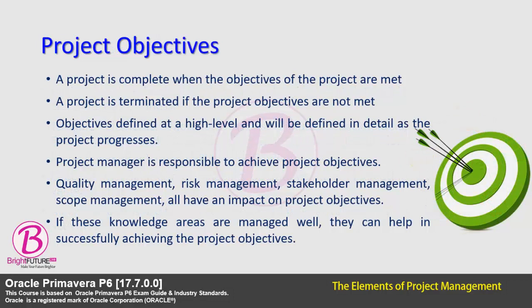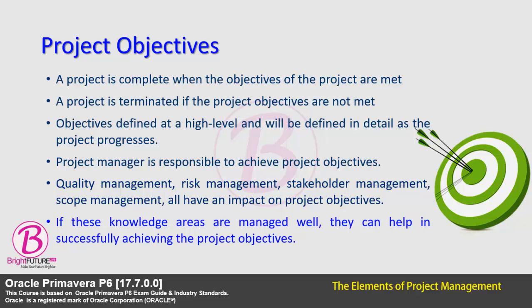Project objective. The project objectives are defined in the project charter. A project is considered complete when its objectives are met. A project is terminated if the project objectives are not met. Objectives may be defined at a high level initially, however, they will be defined in detail as the project progresses. The project manager is responsible for achieving project objectives. Quality management, risk management, stakeholder management, and scope management all have an impact on project objectives. If these knowledge areas are managed well, they can help in successfully achieving the objectives of a project.